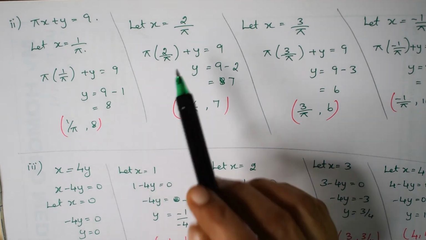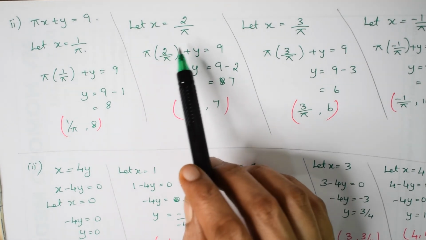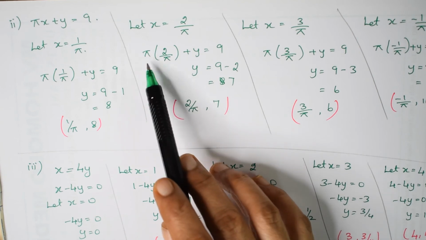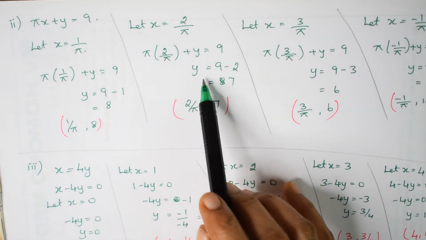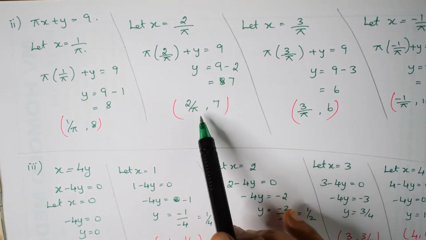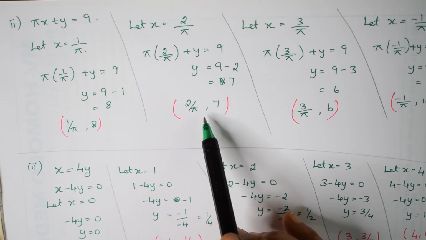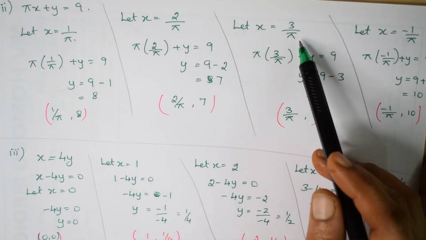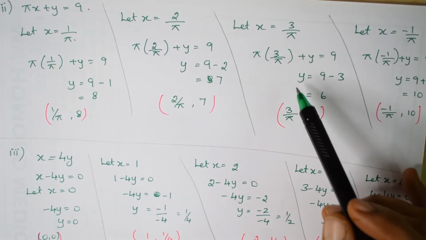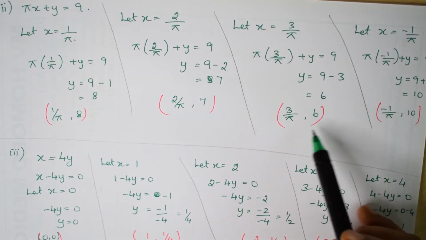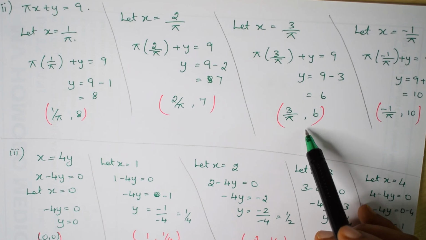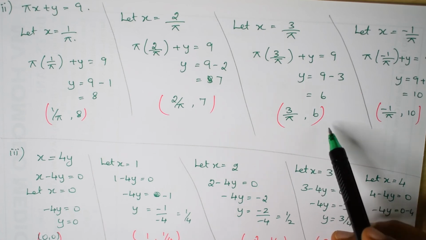Okay. Then I am going to take the second value of x to be 2 by pi, and when I substitute, again the pi gets cancelled, and accordingly y takes the value of 7, and so this becomes the second point on the line. And for the third point, I am going to use the value of x to be 3 by pi, and so accordingly when I substitute, y takes the value of 6, and so the third point is 3 by pi, 6.